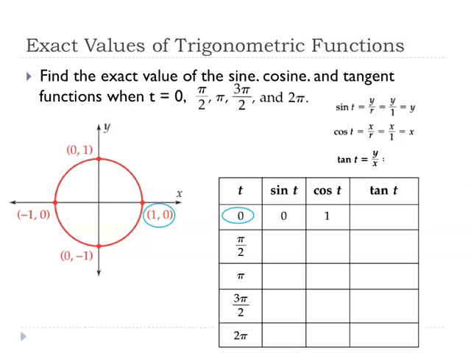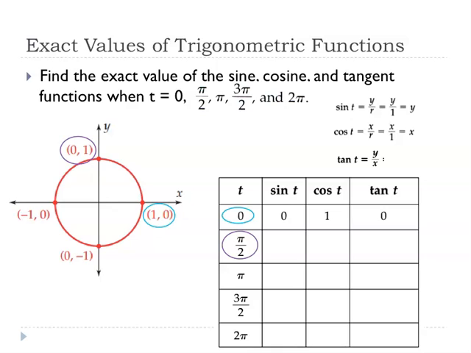And then tangent of t is equal to y over x. So you do y divided by x, in this case 0 divided by 1, and that is equal to 0. Okay, so really you're just looking at the x and y coordinates at each of these points. So let's keep going. So at pi over 2, we're looking up here at the top of the unit circle.